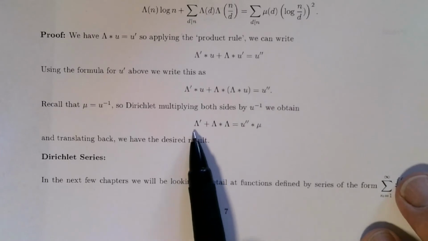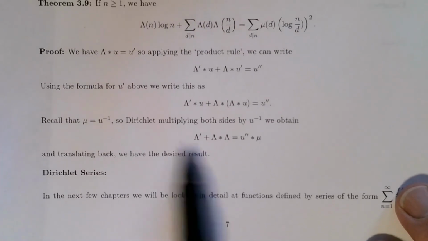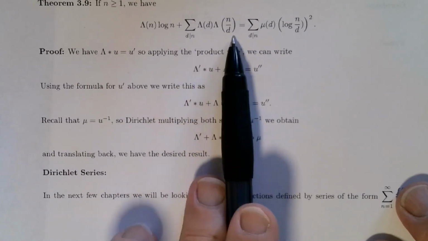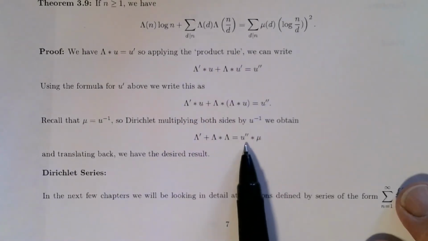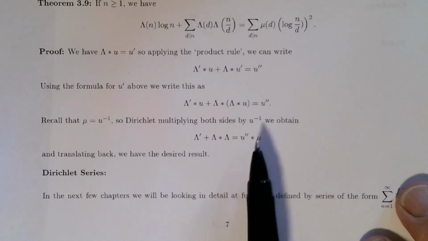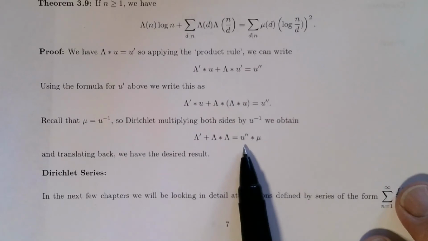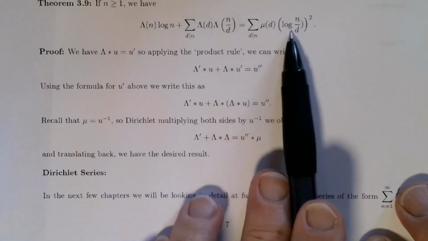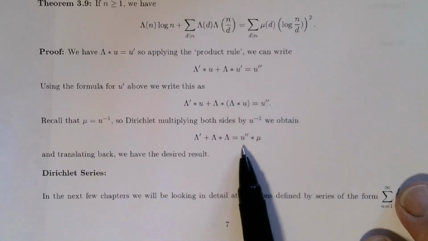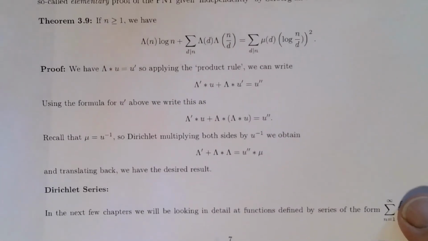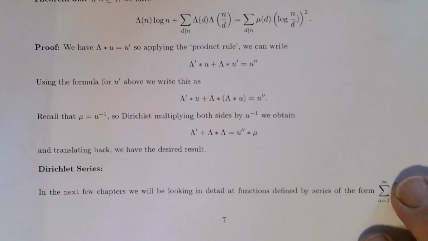And if I just translate this back into what we've got, lambda dashed is just lambda times log. Lambda star lambda is this expression. And then u double dashed, that means you're going to multiply by log twice, and so you take mu times this one evaluated at the cofactor, but you've got to do it twice because it's u double dashed. And so there's the result. Beautiful. Out comes the Selberg symmetry formula with just a minimal amount of effort.